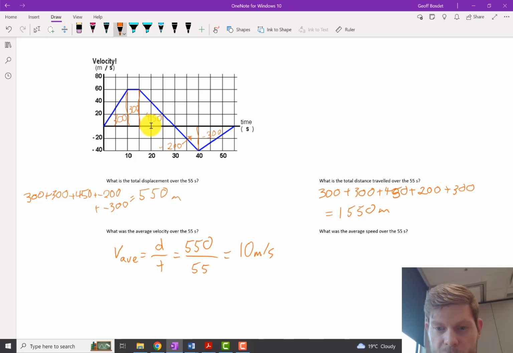Then if we want average speed, again, the same formula, but now we're talking speed here and distance here. And so it'd be 1,550 divided by 55, and whatever that is, that would be 20 something. I'll let you do the math.